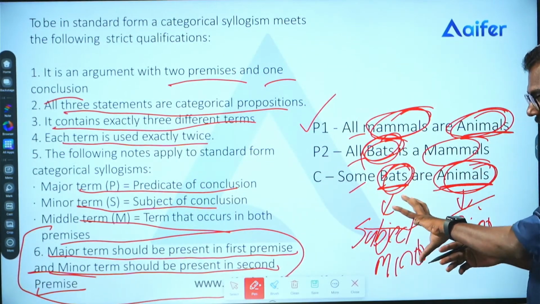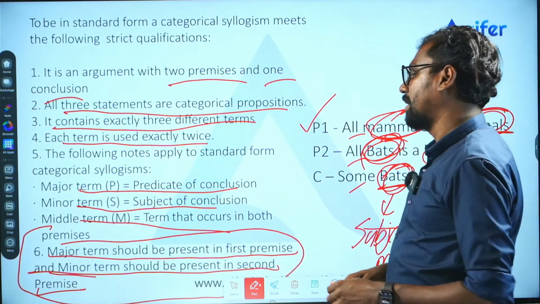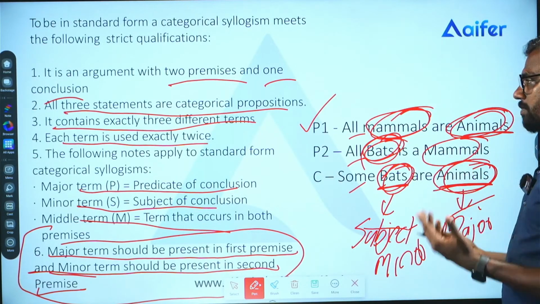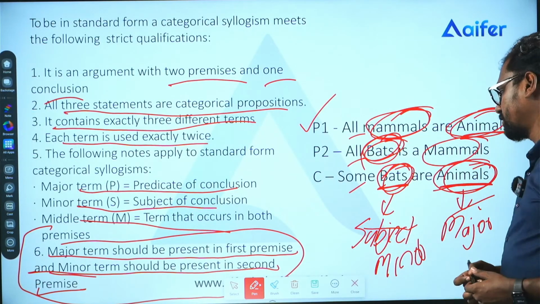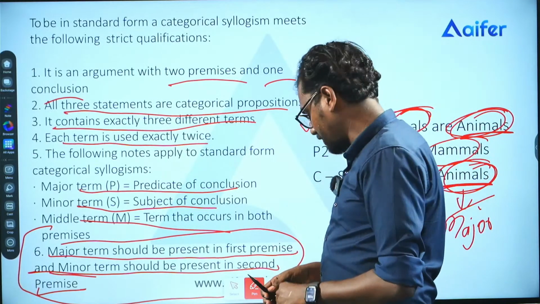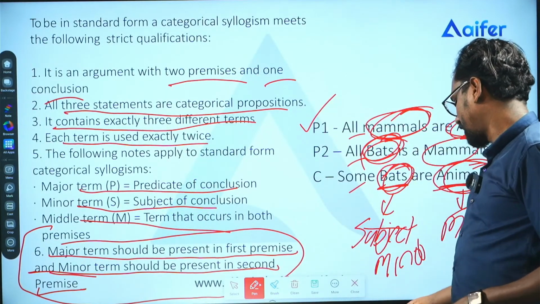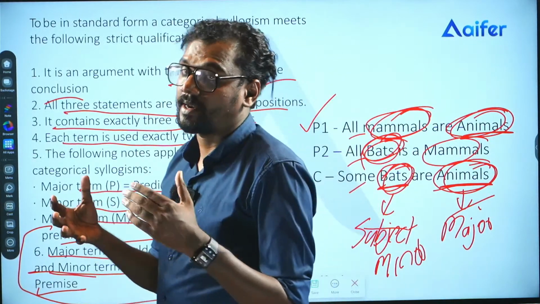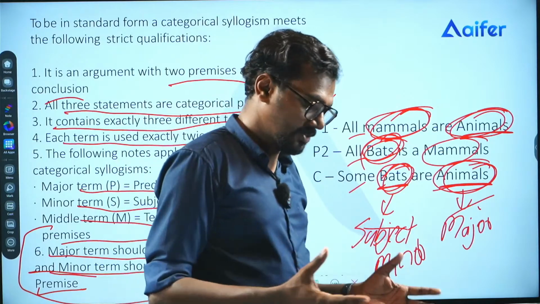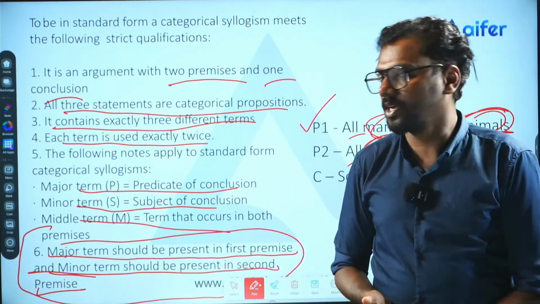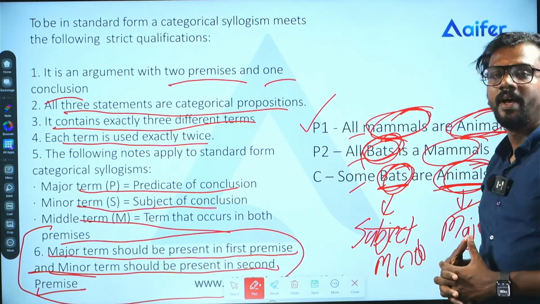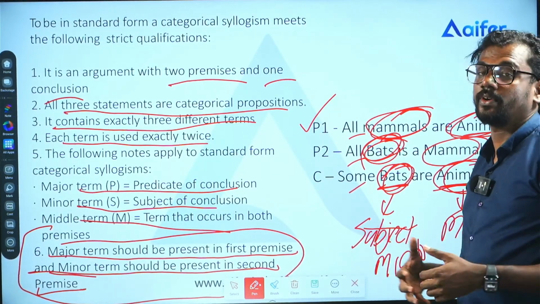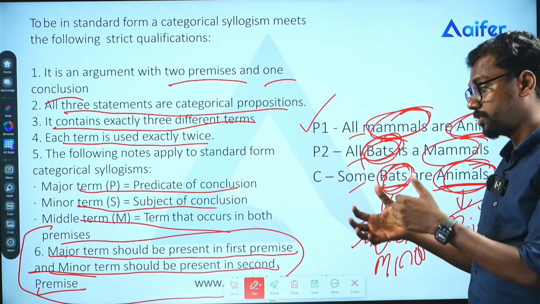So what do we mean by standard form? The major term should be present in the first premise and the minor term in the second premise. I hope it's clear. That's all we have to say regarding the concept of mood, figure, and the standard form of syllogism. In the upcoming video, we'll discuss solving a syllogism question using mood and figure.